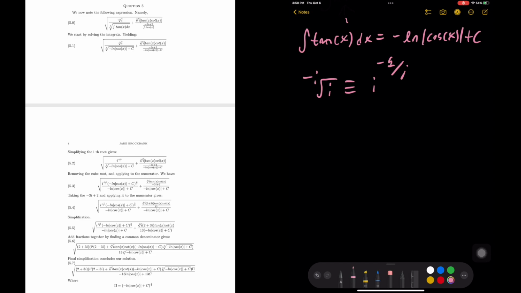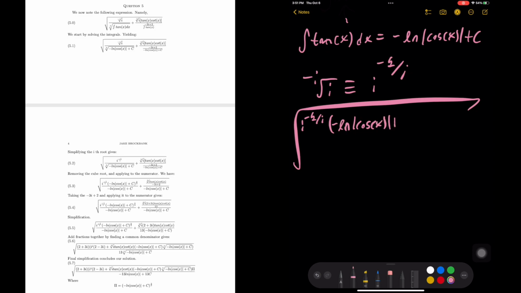a more simplified equation. So namely, we have a massive root here, we have i to the negative 1 over i, which we already previously defined. Then we have negative ln absolute value cos x plus c to the 2/3. We have that on the top, and then we have negative ln absolute value cos x plus c, no braces there, no bracket there. And this is of course added by, and this is also under the square root, sorry I don't have enough space, but that's also under the square root.